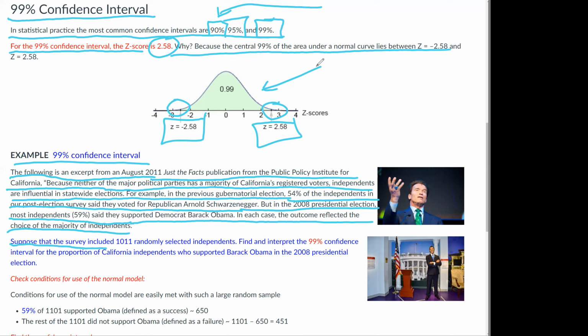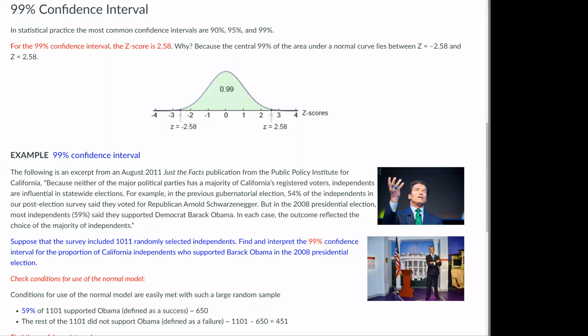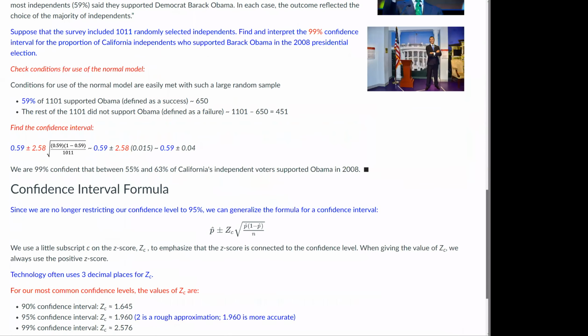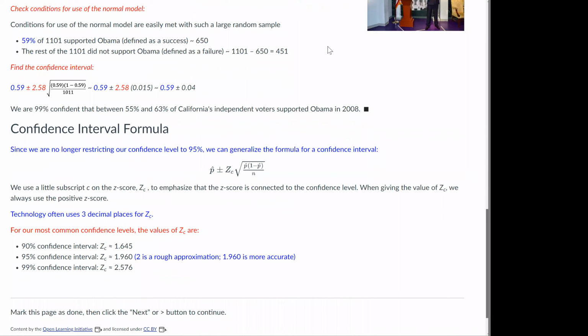Suppose that the survey included 1,011 randomly selected independents, so someone that's not registered Republican or registered Democrat. Find and interpret the 99% confidence interval for the proportion of California independents who supported Barack Obama in the 2008 presidential election. Okay, we'll check the conditions to make sure that we could assume that this is a normal distribution. Again, we don't know the population proportion, so we're going to have to use the sample proportion that was given to estimate it.